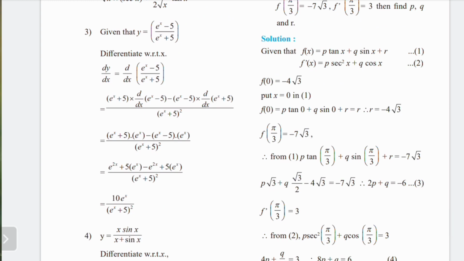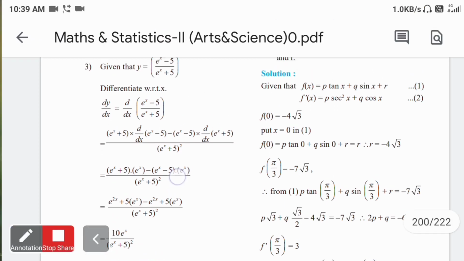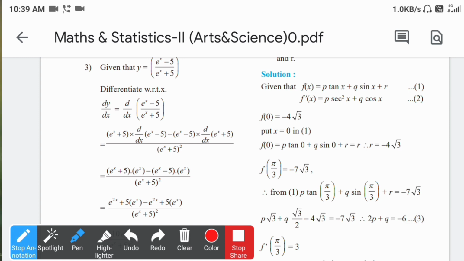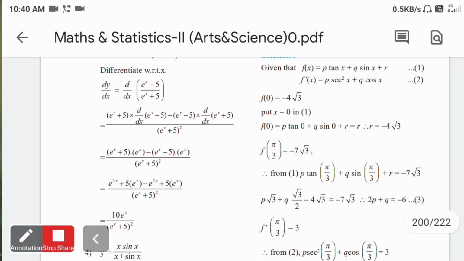Now consider the third example: e raised to x minus 5, over e raised to x plus 5. Here we can simply see that these two functions are given in the form of u upon v, that is, two functions in division form. So we need to use another type of formula, that is the derivative of u upon v. So we are seeing the formulas from each type of example.